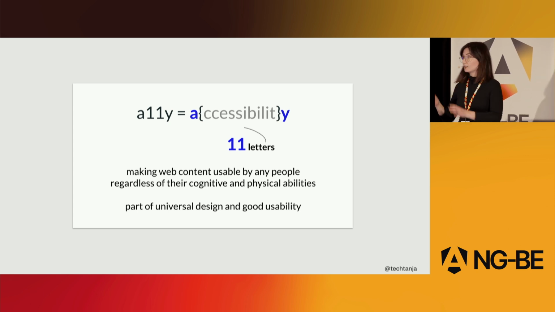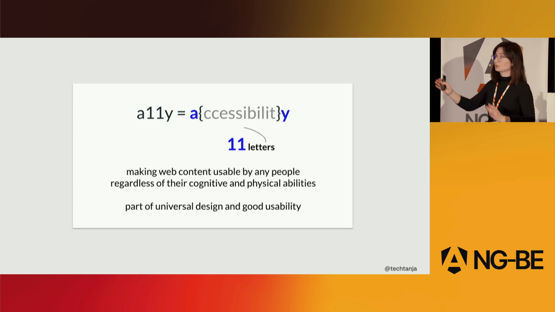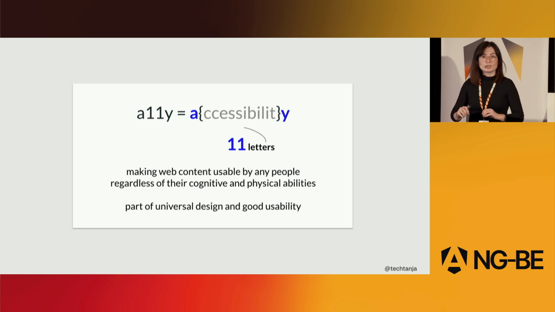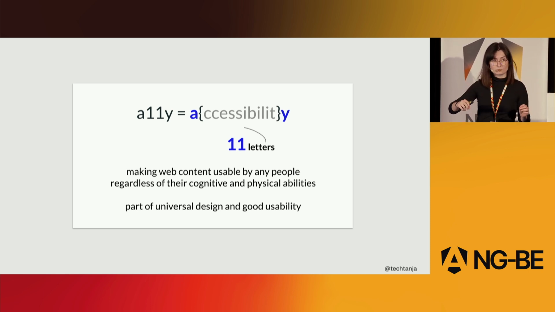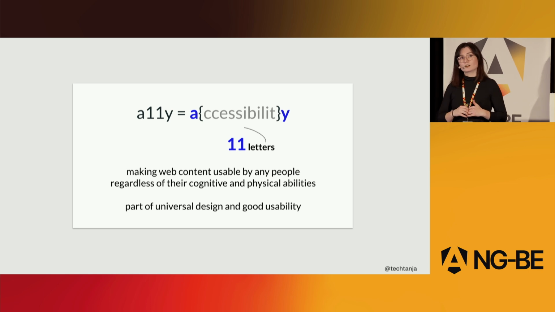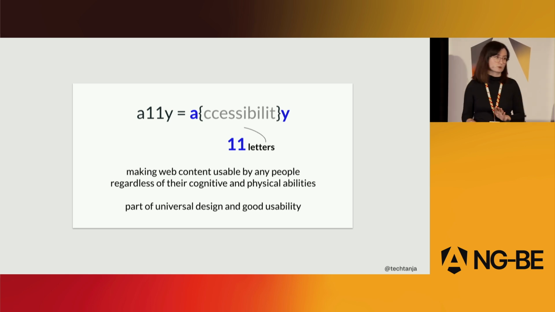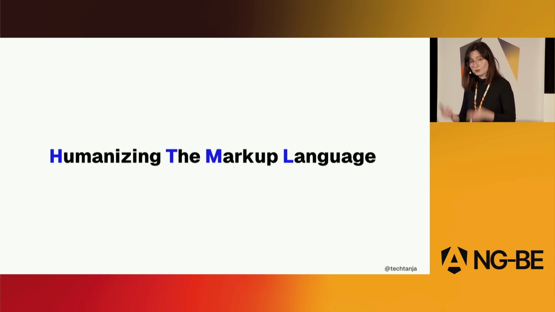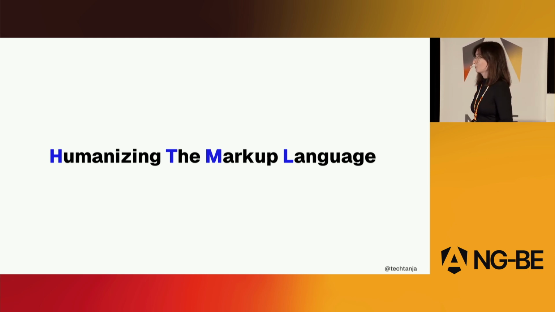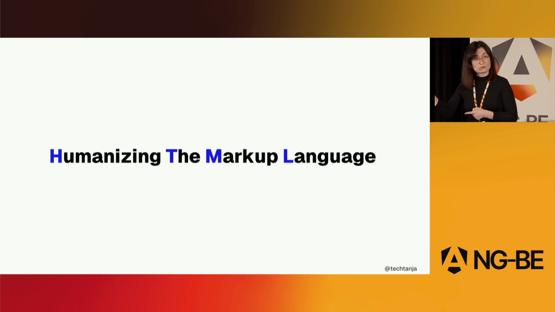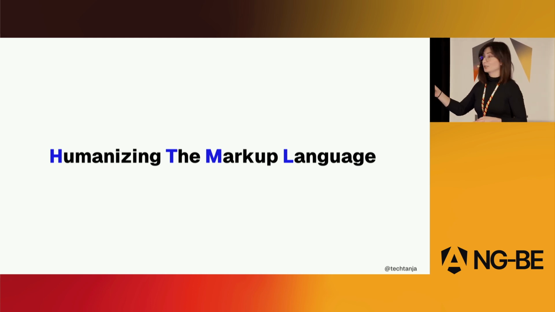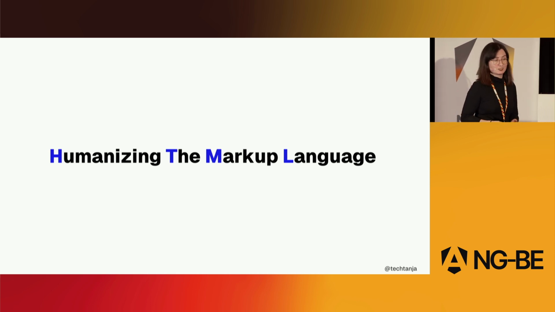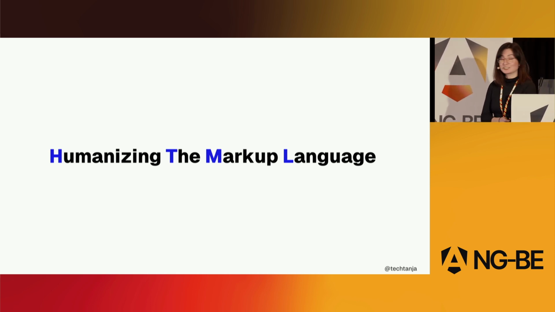So accessibility, that's, by the way, the abbreviation, in case somebody didn't know, it's A, 11 letters, and the Y. And it's all about making the content on the web accessible to people regardless of their abilities, cognitive or physical ones. And this is why I named my talk Humanizing the Markup Language. I thought it was funny because I think Maria and I did the same trick with our titles. I guess accessibility nerds think similarly.